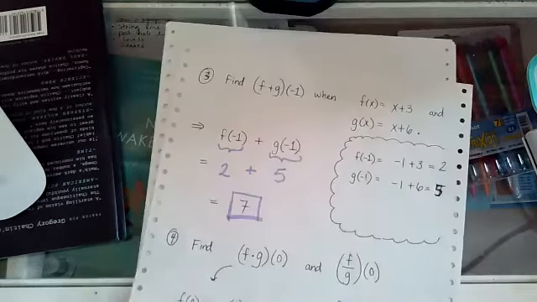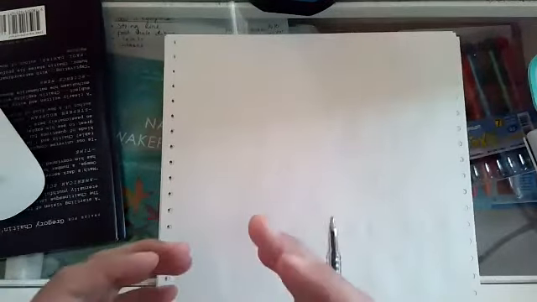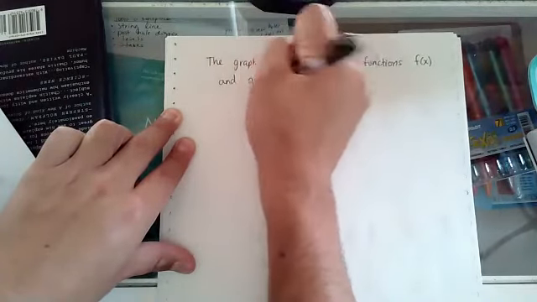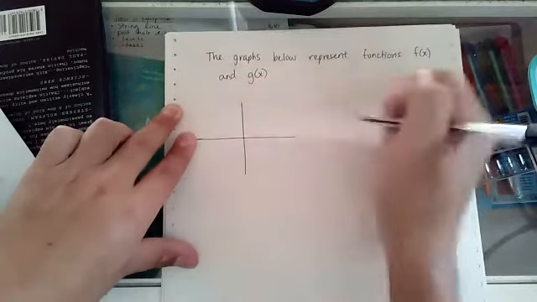Okay, we're gonna continue working on problems like this here. But what I want to say is that sometimes you'll be given these problems and we'll have to do operations with the functions and they don't give you equations. What they'll do is they'll say the graphs below represent functions f of x and g of x. And they'll give you two functions.